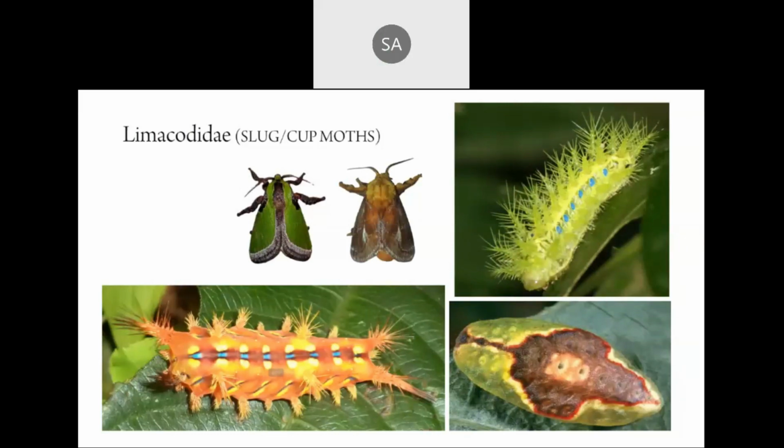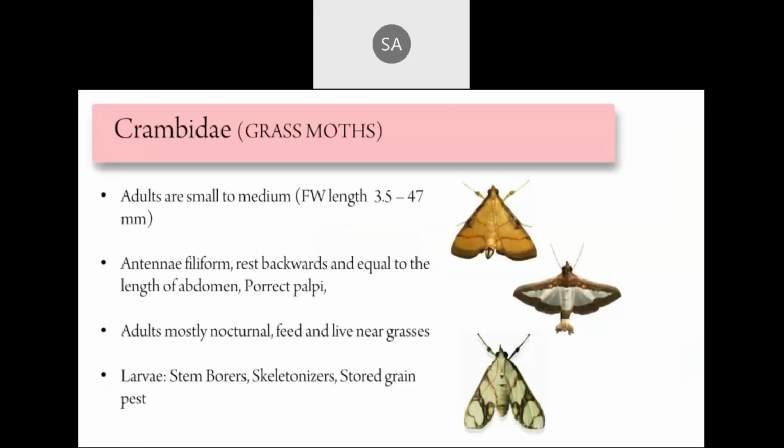So these are the Limacodidae or slug caterpillars, slug moth caterpillars, which are also called Samselequa in Assamese, stinging nettle. So the last one, the right side below, is the slug caterpillar. Then the first one is Parasa, Setora. These are the different types of genus we can classify. So these are all slug moths, and their caterpillars are known as nettle caterpillars.